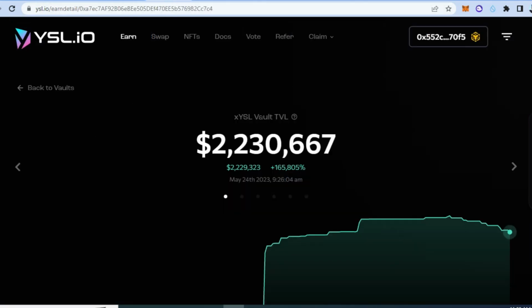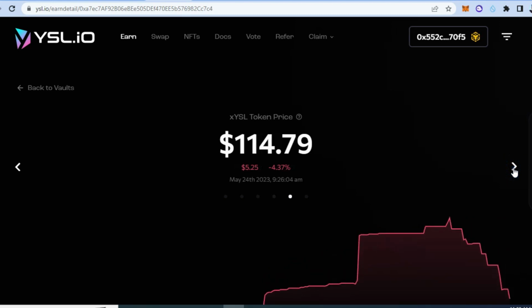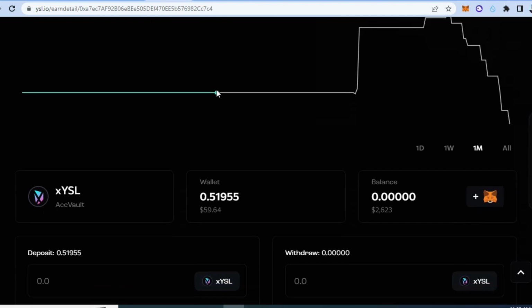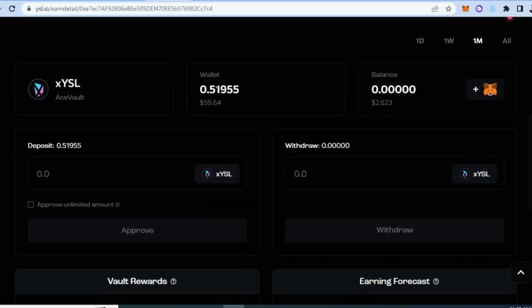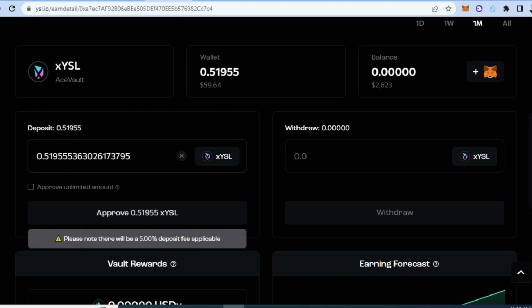So this is now the time of this recording. This is the TVL of xYSL. If you want to get more information, you just click here and you are going to see more information about xYSL. You see here, this is the price on V2. When you scroll down, for example, here I have 0.5 xYSL in this wallet. If I click on it, it is going to be here, and you see here I have the note that a 5% deposit fee is applicable.